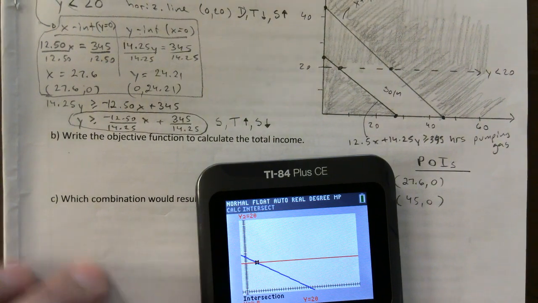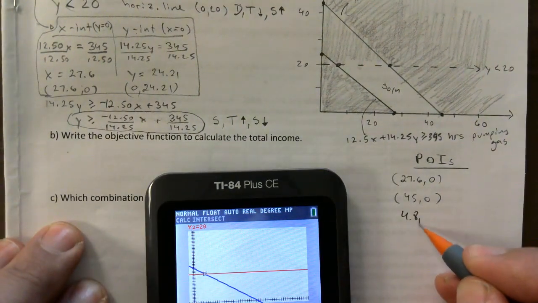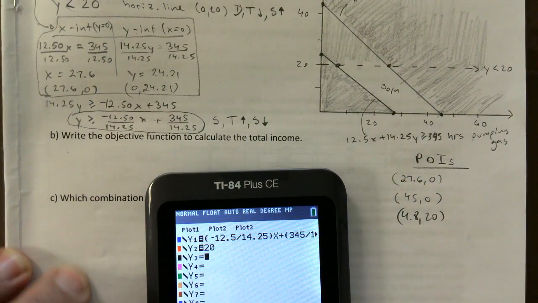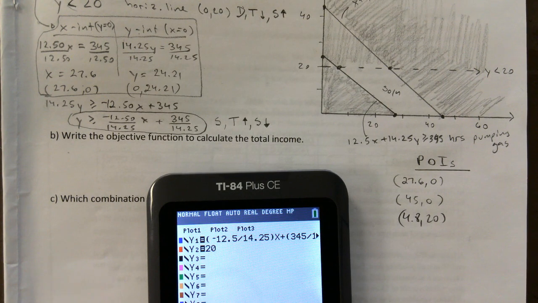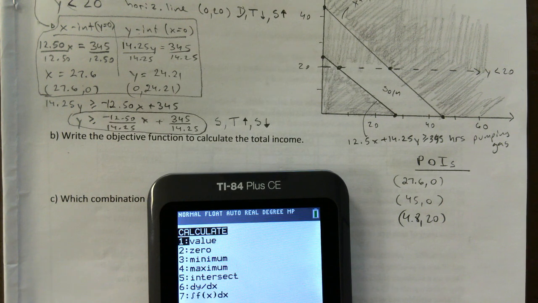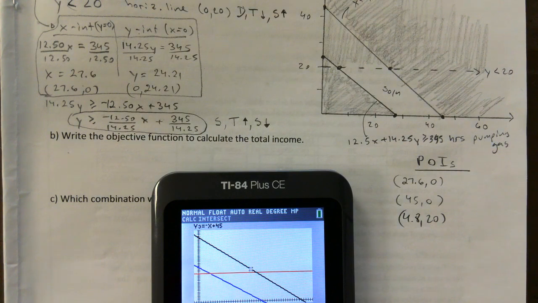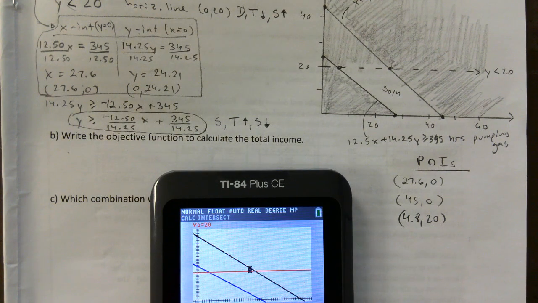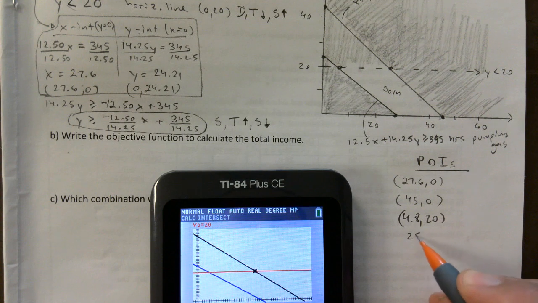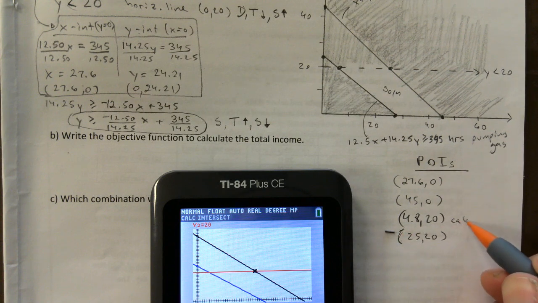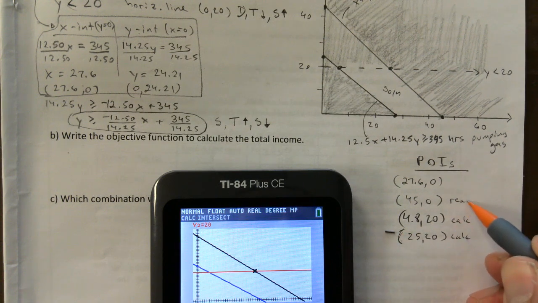What about the other line? Wait, at 4.820. Now I'm going to enter my other diagonal line, which is the -x plus 4.5. Second trace 5. Jump to the black one, enter. Jump to the red one, enter. And that ends up being 2520. Calculator, calculator. Read, read.